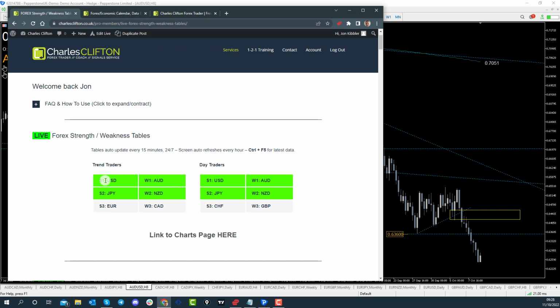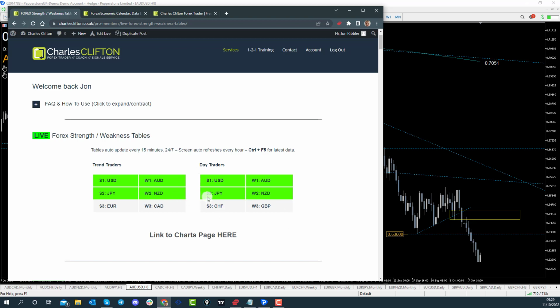So we can see here that on the higher time frame, the dollar is S1. The yen is S2 and the euro is S3, so that's telling us that the dollar is the strongest in the trend traders table, and on the higher time frame the yen is the second strongest and the euro is the third strongest. You can see here that some of the currencies are highlighted in green. That means there is a confluence between the two time frames.